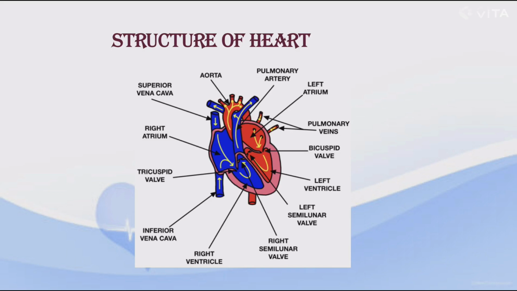Let's move to the summary of the topic. So first we discussed the 4 chambers: left and right atrium, left and right ventricle. And then the 3 valves, they are the tricuspid valve, bicuspid valve and semilunar valve. And then the blood vessels: pulmonary artery, pulmonary vein, superior and inferior vena cava and aorta.